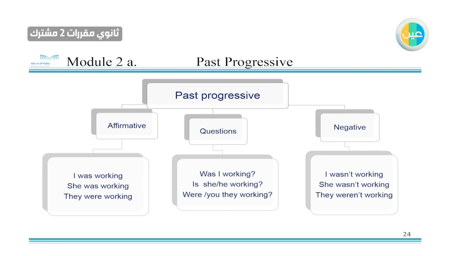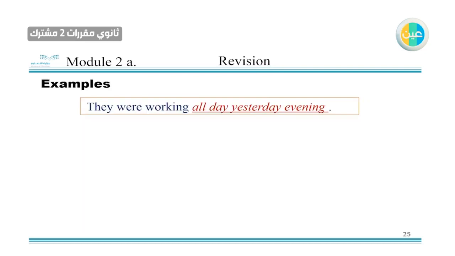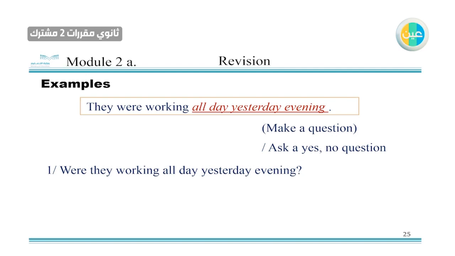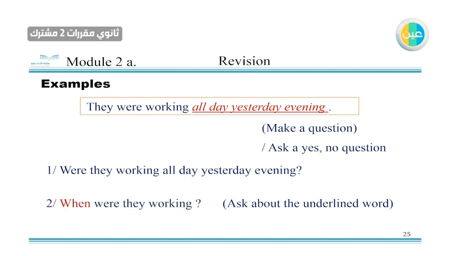Okay. Now, when you are asked, just as an example, they were working all day yesterday evening. All day yesterday evening is the time I'm going to ask about. If I'm asking you to ask about the underlined word, and to make a yes/no question, it will be like that. All you have to do is switch. That's why I say it's easy, because you don't need a helping verb here. The verb to be is the verb you use to make a question. Were they working all day yesterday? Yes/no question. If it's about all day yesterday, it will be, when were they working? Of course, they were working all day yesterday, or you can say all day yesterday evening.